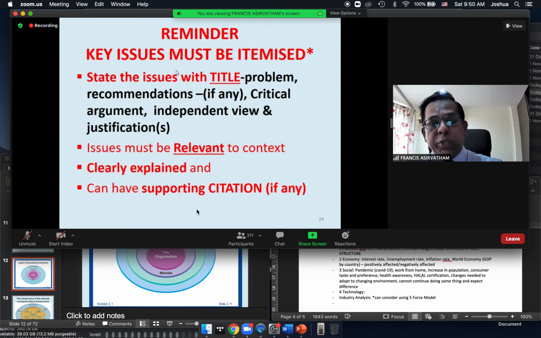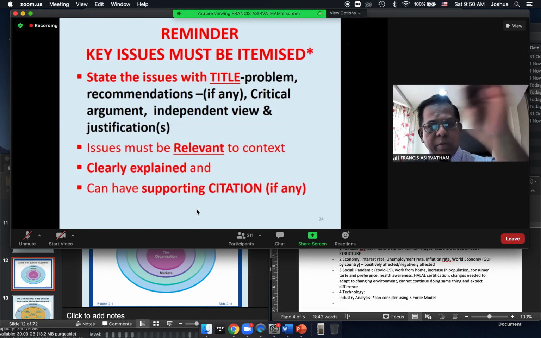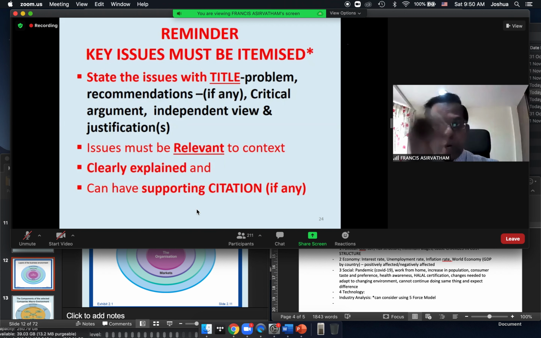The key issues must be itemized, titled. Problem, recommendation, if any. If there's a problem, you make sure write down the problem. What is the problem? Write recommendation. If there's any arguments, you want to write any arguments, all right, you can write arguments. You want to give your independent view, write down independent view. When you give independent view, you justify it. Why is it? I'm telling you this. There must be a justification, all right? And the issues must be relevant.